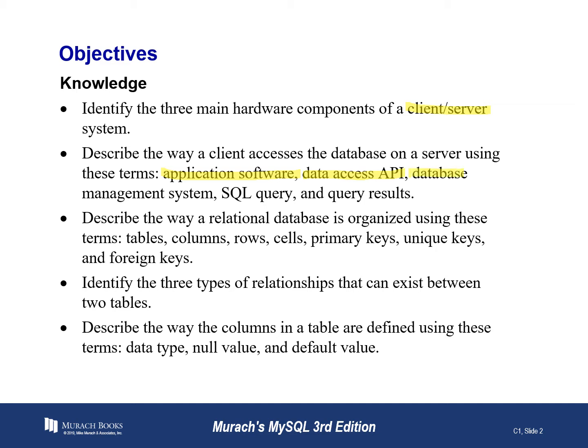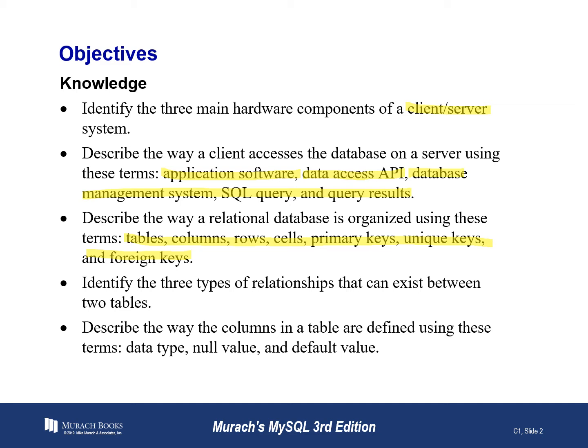So all these different terms we're going to have a discussion about in this chapter. In this chapter, you'll be learning about a lot of terms, right? So those are some. Describe the way a relational database is organized using these terms: tables, columns, rows, cells, primary key, unique keys, and foreign keys. We'll discuss these concepts as well. Again, it's just going to be an introduction. We're not going to be diving super deep into them. The future chapters will do that job.